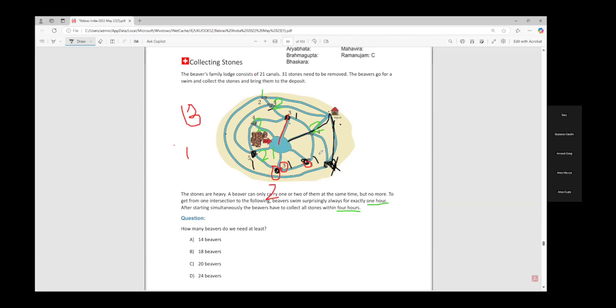To find the least amount of beavers, we also have to make sure that no beaver is carrying only one stone. That's not necessary. I mean, yeah, that makes sense. But sometimes we need to have that because the other beavers cannot get there in just 4 hours, right?